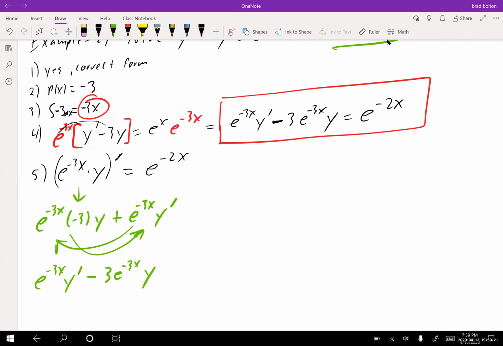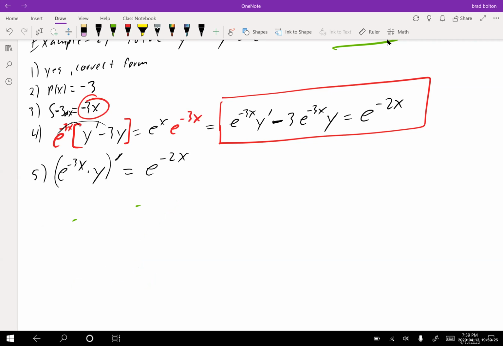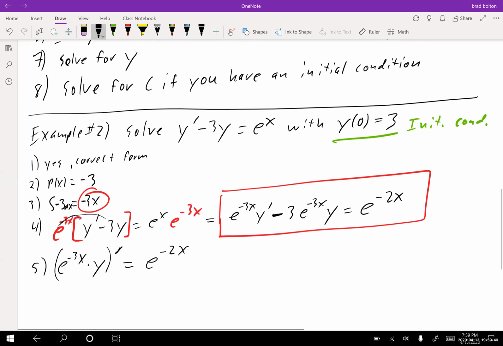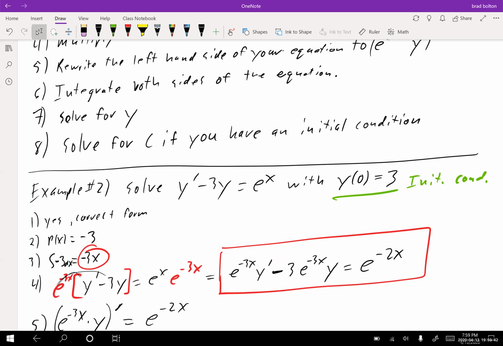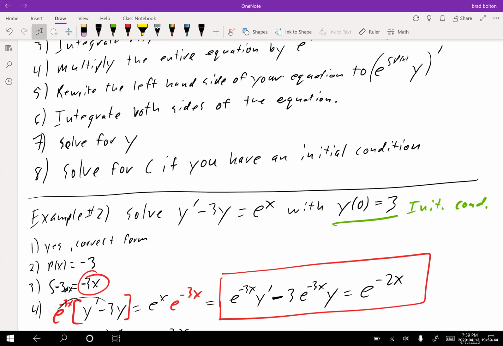So hold on quick. For some reason, the eraser was working. So you don't need to do all of that. But what you do need to say is that this is equal to this now, right? We rewrote our equation. And that would be step 5. So step 5 says rewrite the left-hand side of your equation to be e to the integral p of x times y prime, and then integrate both sides of your equation.